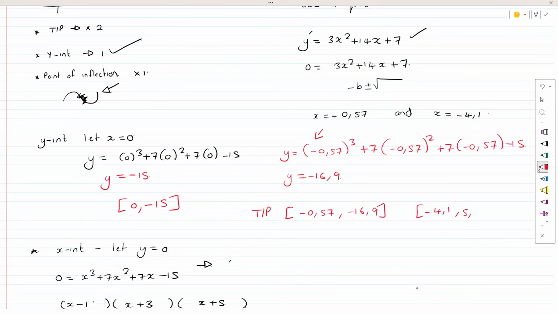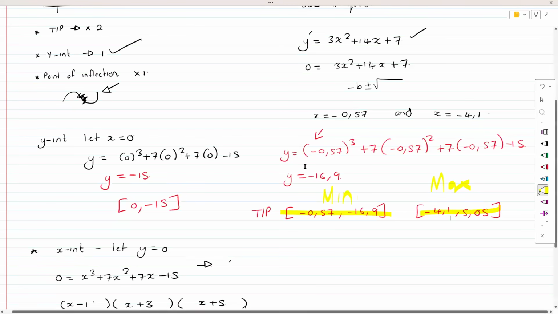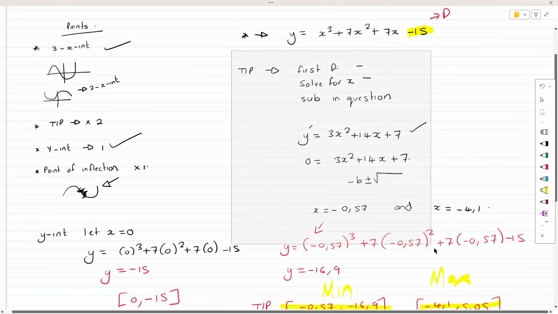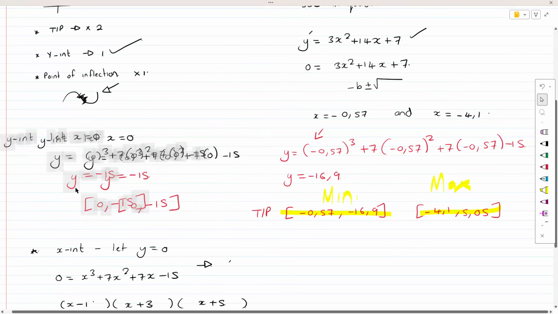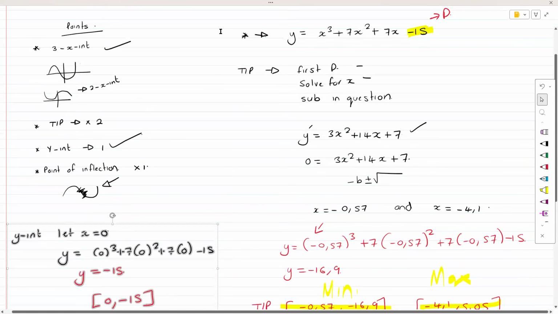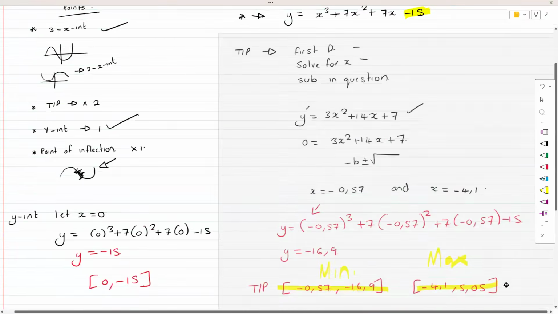and 5.05. I know this has nothing to do with the question, but in terms of maxima and minima, this would be the min because it's the lowest turning point, and this would be the max because this is the highest turning point. So it's a bit difficult at the start, but once we understand the rules, it's okay. Again, I highly doubt they're going to make you draw a graph, but if they do, at least we know where the points are coming from. So the turning point was quite simple.